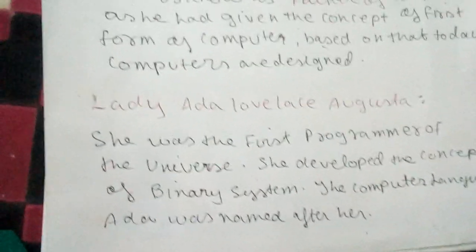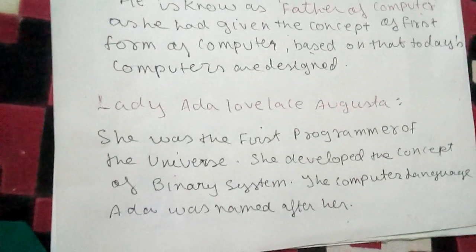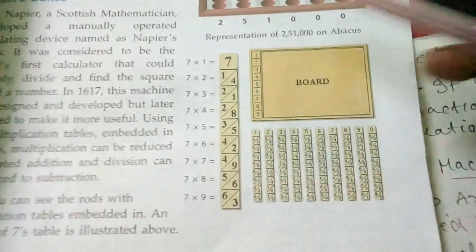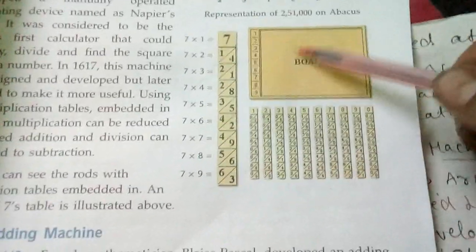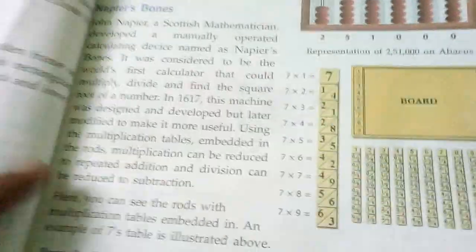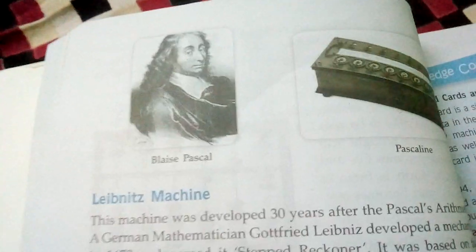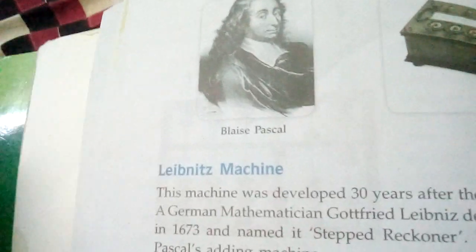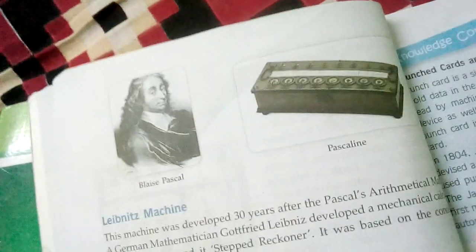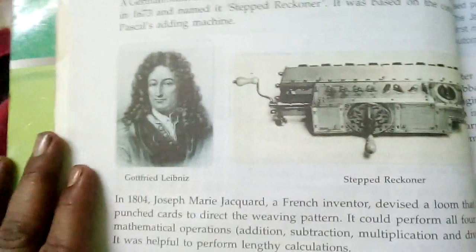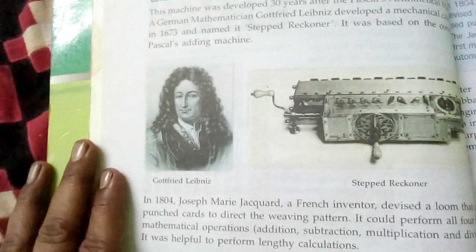So, children, today we have learnt about calculating devices like Napier bones. This is the image of Napier bones, how multiplication was being done. With Napier bones, we can perform addition, multiplication and subtraction. Then we have talked about Pascal's adding machine. Then we have talked about the stepped reckoner, which was developed by Leibniz, as this machine can perform lengthy calculations.